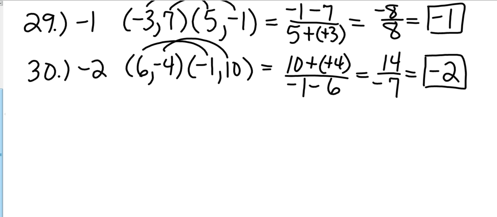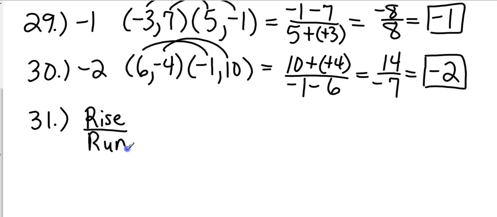Okay, and finally in this section, this will complete the first section, number 31. There will be one of these tomorrow. These are the very, very simple word problems. Remember, for our slope, we're looking for rise over run. Okay, change in rise versus the change in run.